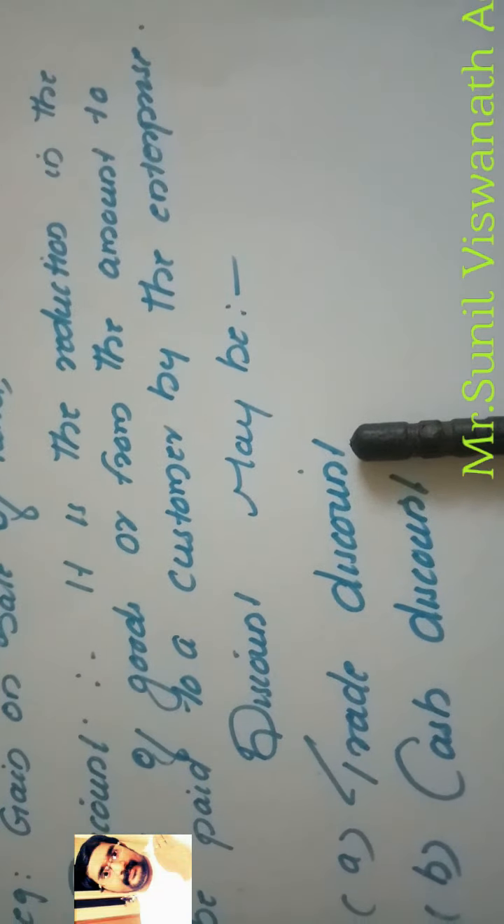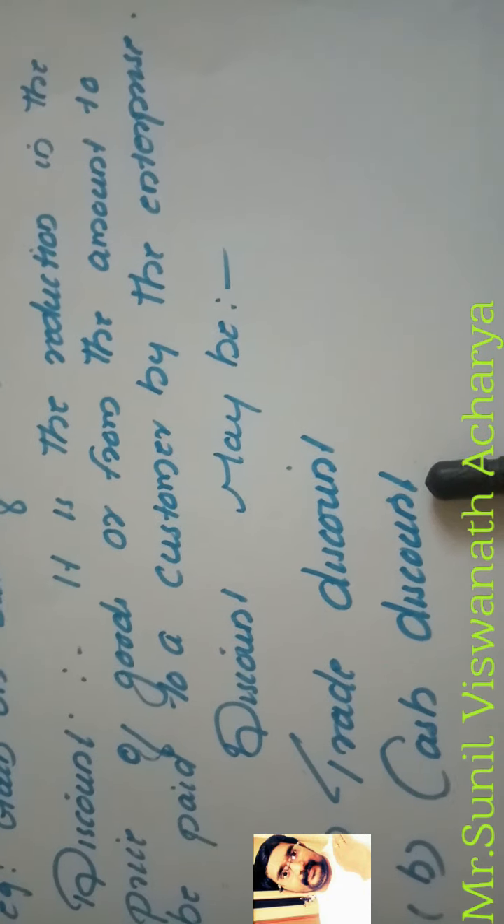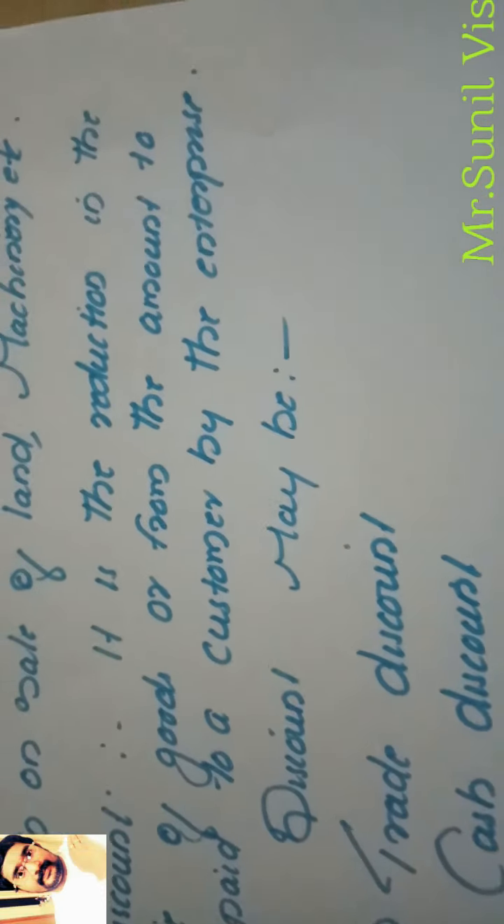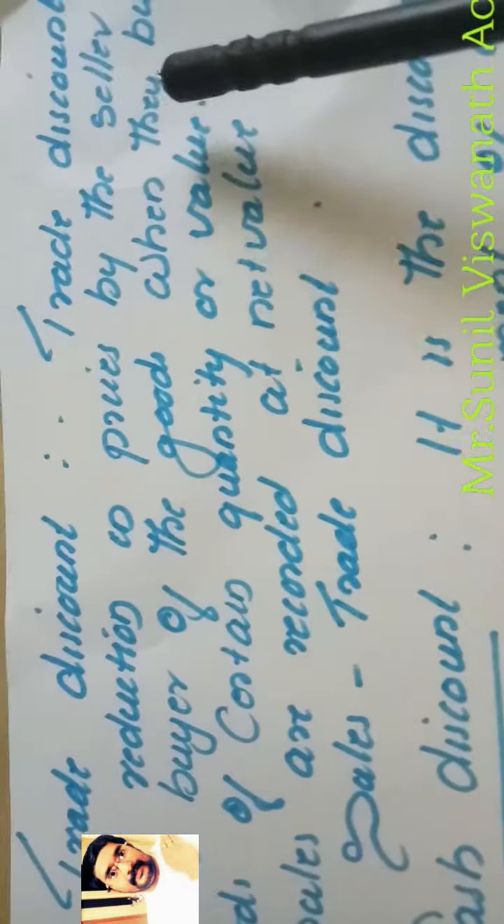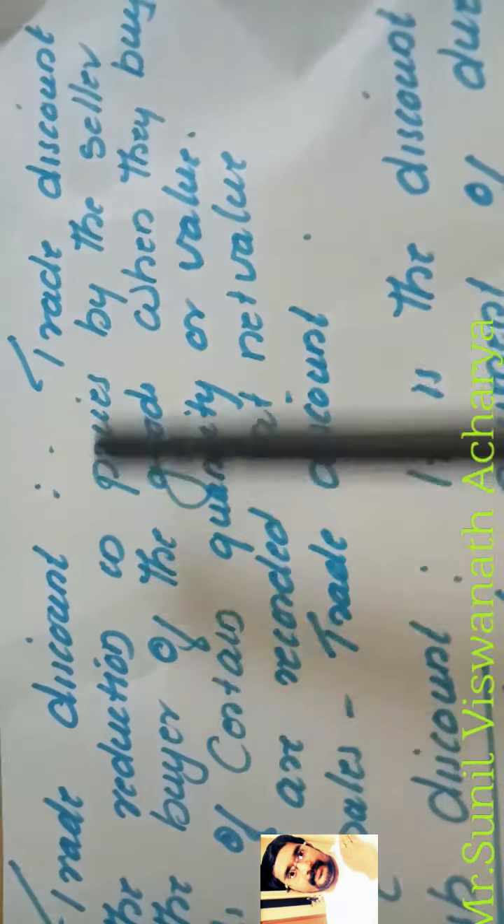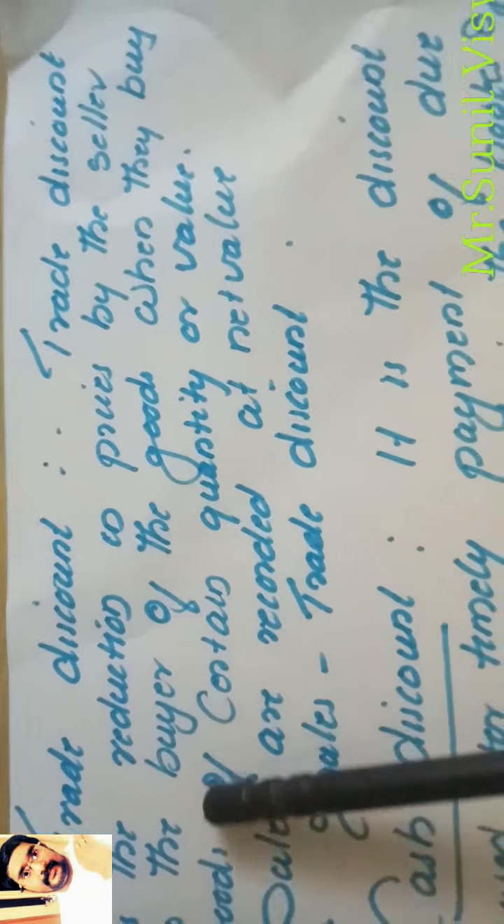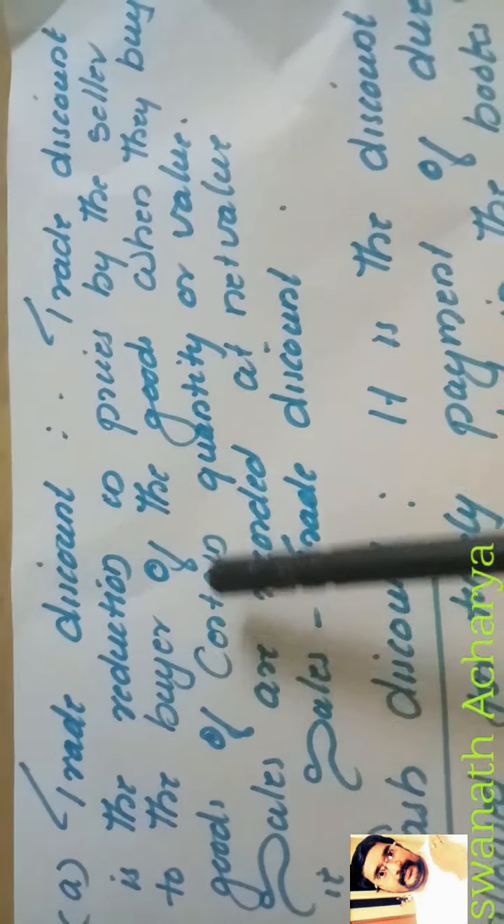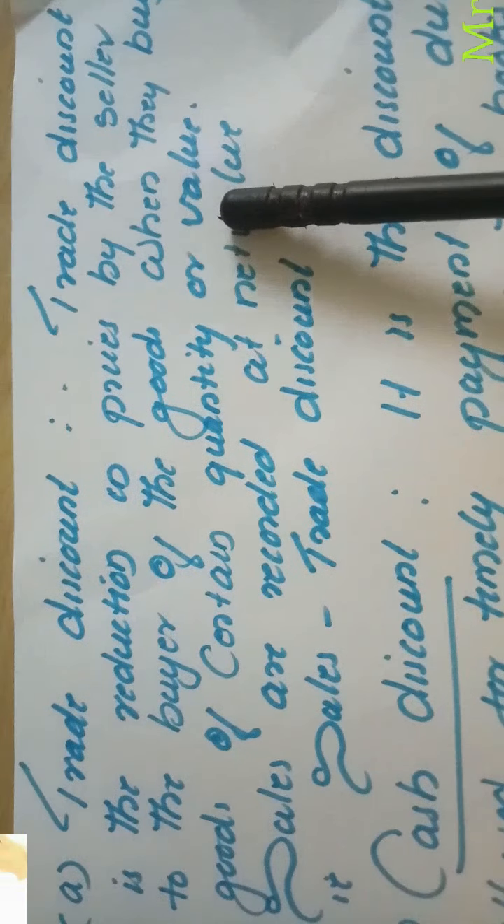This discount can be of two types. One is trade discount and the second one is cash discount. We can explain them one by one. First one, trade discount. Trade discount is the deduction in the price by the seller to the buyer of the goods when they buy goods of a certain quantity or value.